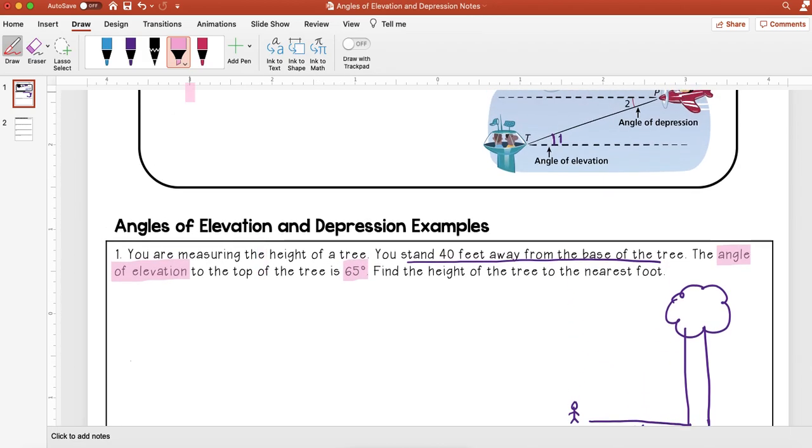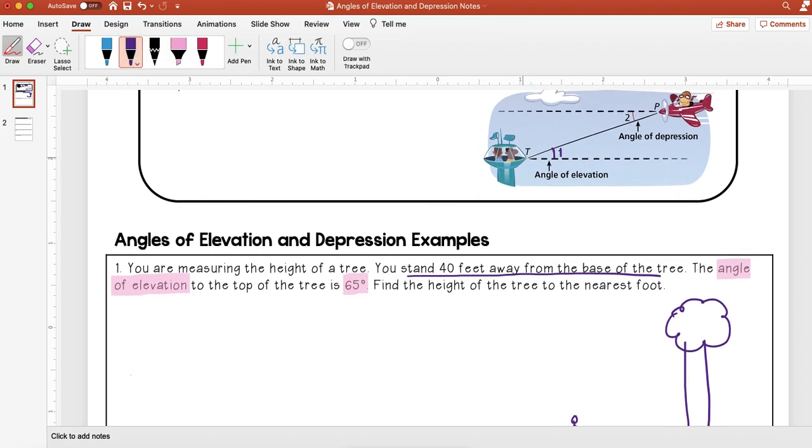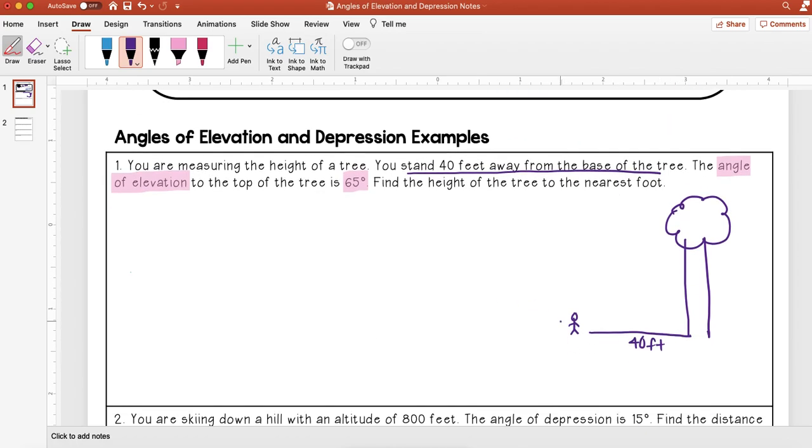Well, I know angle of elevation from this picture here is when you're below looking above at something. And so that means it's talking about this angle here from when I'm looking to the top of the tree. This angle is 65 degrees. So angle of elevation is always from you're below looking up above at something, and it's that angle. And I want to find the height of the tree, so I want to know what this side is.